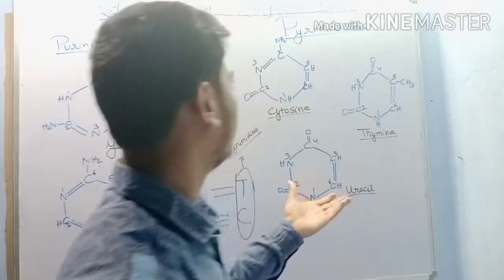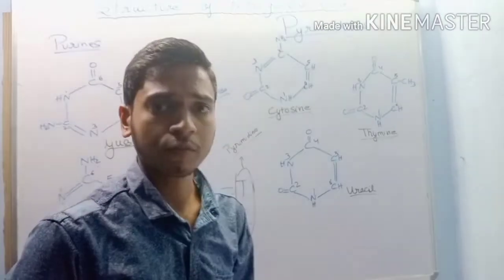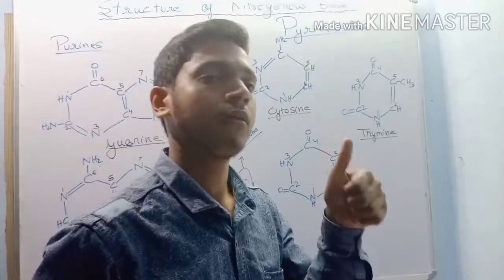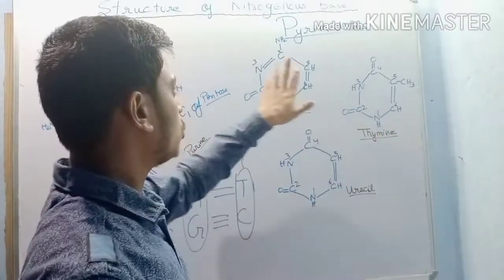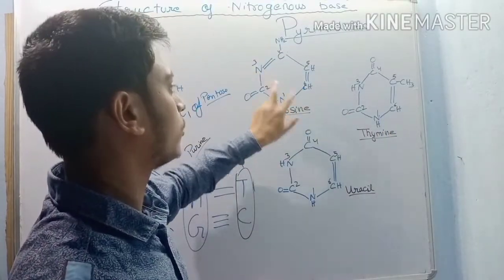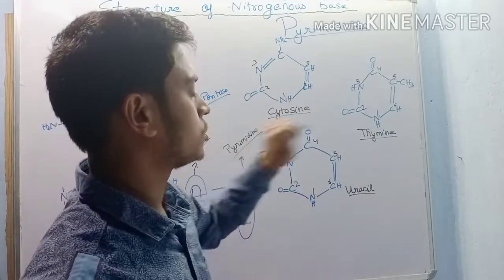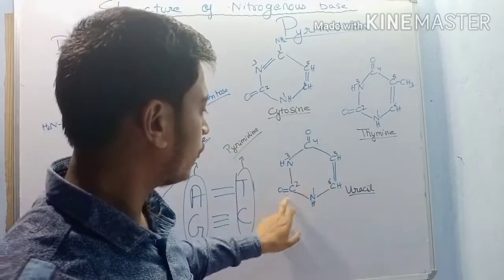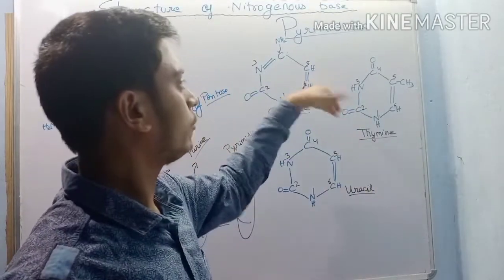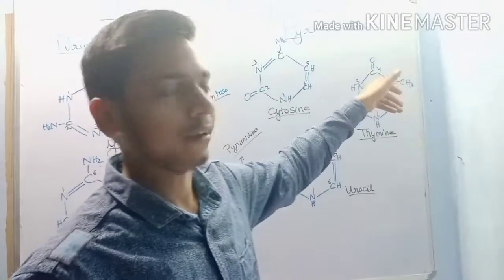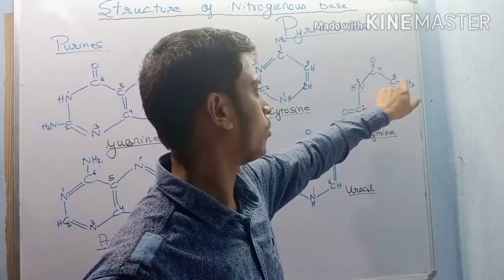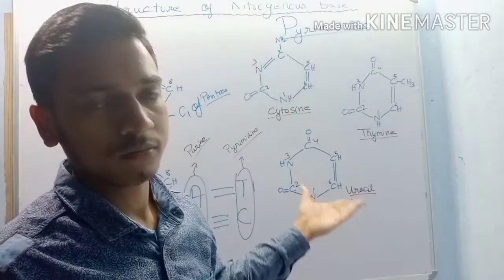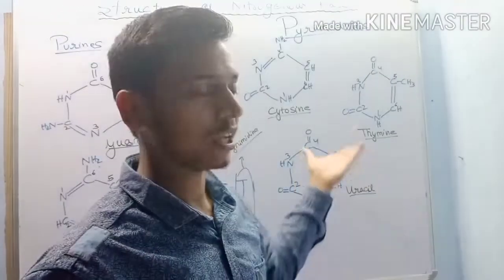So next, coming to pyrimidine. In the pyrimidine structure, what you have to remember is that two nitrogens are present, in position 1 and 3. Here you can see position 1 and 3 nitrogen is present, here also, and here also. That's it. Now you don't have to see where the double bond is present. You only have to complete the valency of all the atoms. If carbon is present, then 4 bonds should be present. If oxygen is present, a double bond should be present. So you just have to remember the position of nitrogen.